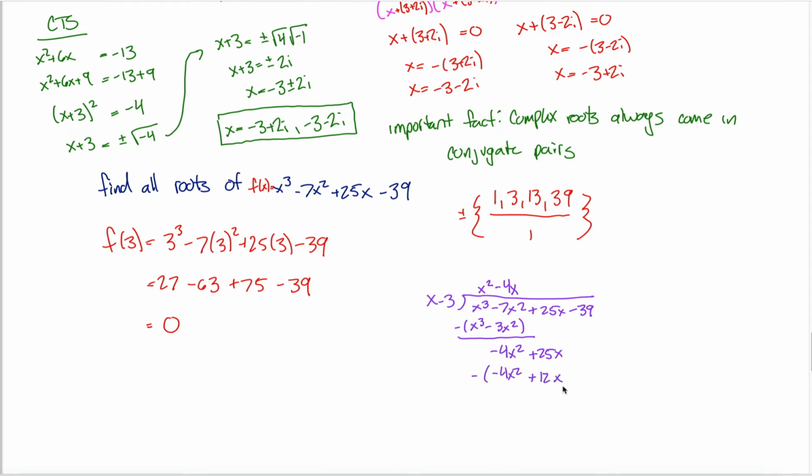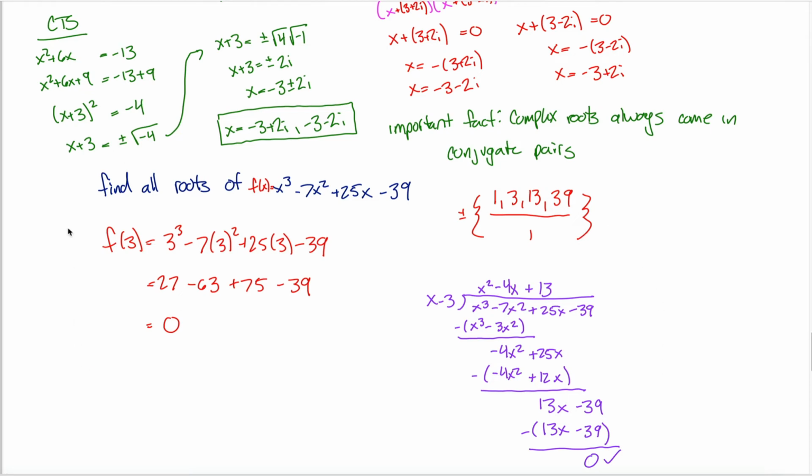And then I'm going to subtract again. Negative 4x squared minus negative 4x squared goes away. 25x minus 12x leaves me with 13x, and I bring down the negative 39. To get rid of this 13x, I'm going to have to put a 13 up here. And when I multiply this 13 times x minus 3, I get 13x minus 39, which is awesome because when I subtract that from this 13x minus 39, I get a remainder of 0.